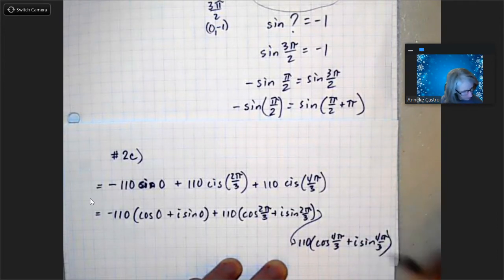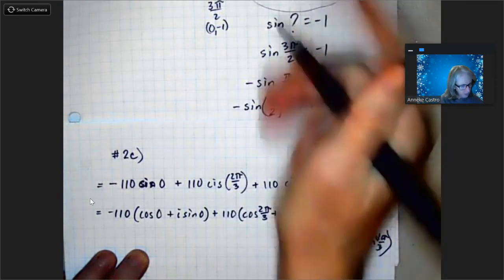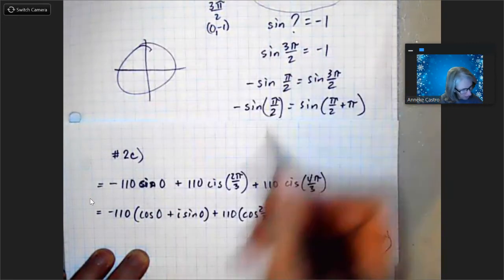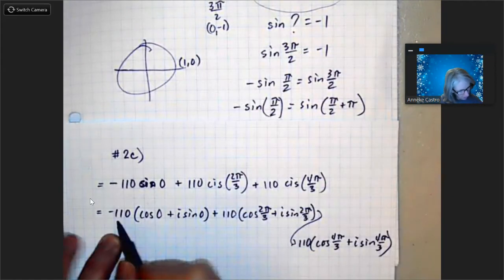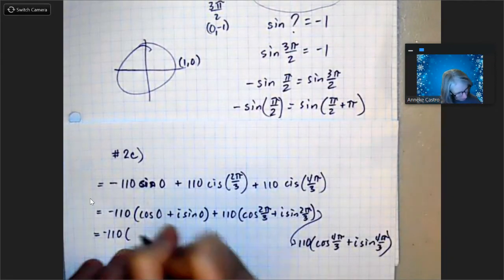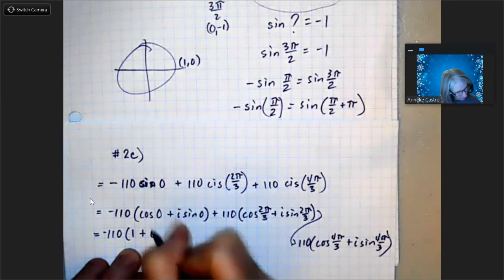All right, now we're going to simplify all of this. Cosine of 0, okay, if I look at a unit circle, let's put one right here. Love my unit circles. If I do cosine of 0, that's 1 and 0. So negative 110 times 1. And then sine of 0 is 0, so plus i times 0.